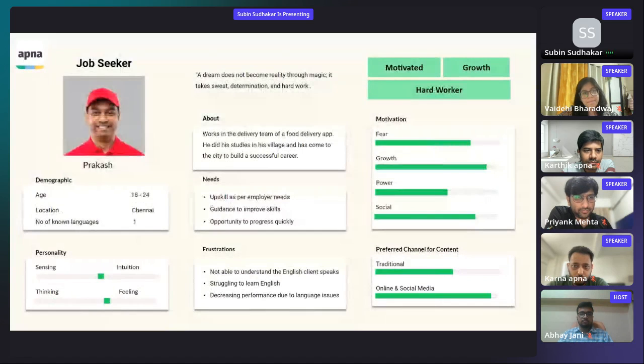If you see, for a job seeker, some of the frustrations are that he is struggling in his present job and is not able to progress because of his poor English skills. He wants to upskill, but at the same time he wants guidance also, and he wants to be at a place where he progresses continuously.